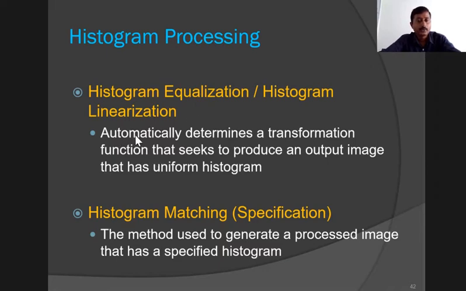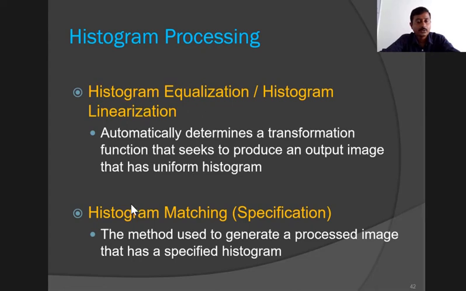So we know that it automatically determines the transformation function and it produces an output that has a uniform histogram. Unlike log transformation or power law transformation, where we have to decide the value of C, gamma, and in contrast stretching we have to decide the value of R1, S1 and R2, S2, here in histogram equalization we need not decide the value of any constant. That's why it is an automatic technique. You just apply the transformation function and you will get an output image which has a uniform histogram. So that is regarding histogram equalization.